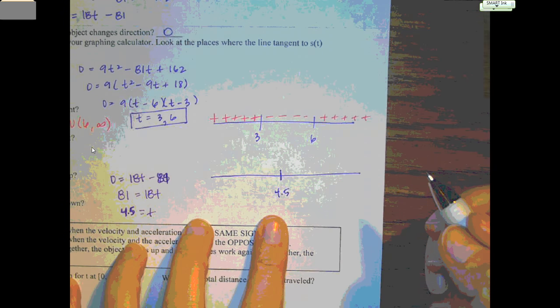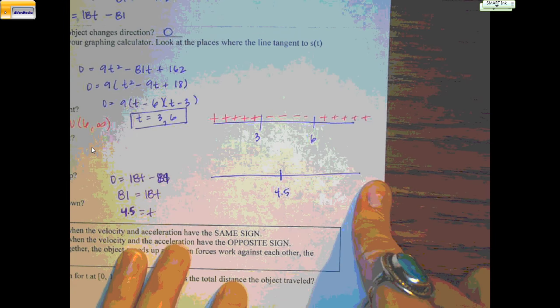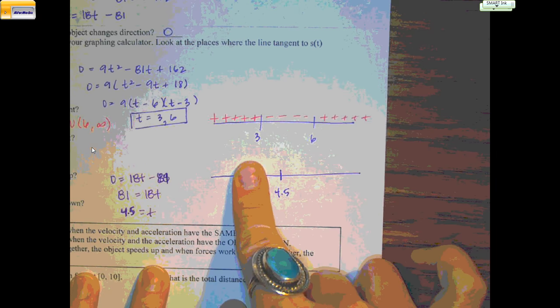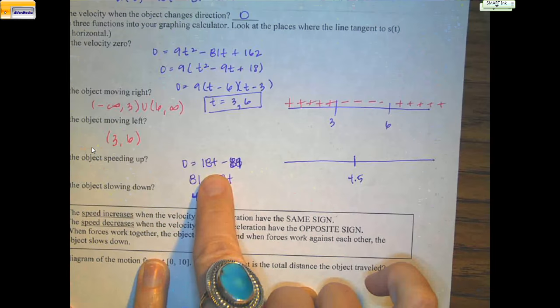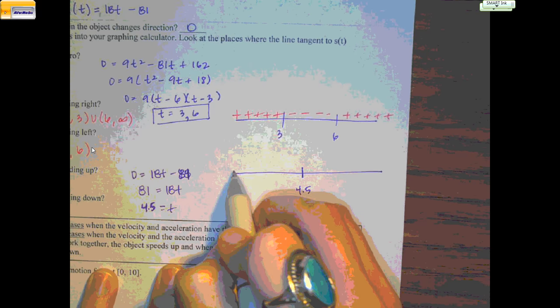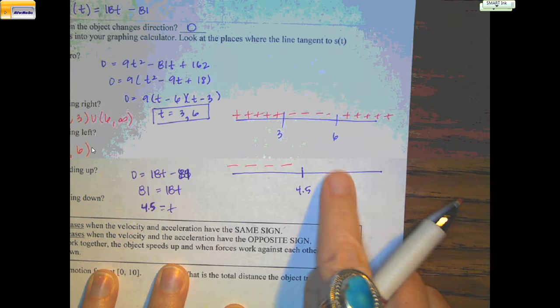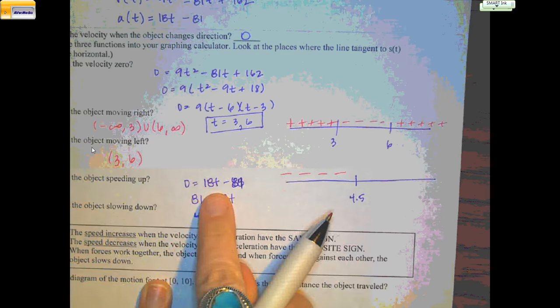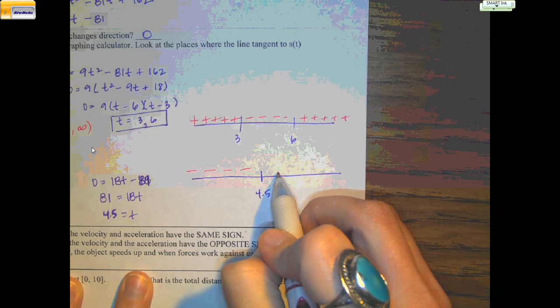You go ahead and test each side. So if I put in a number to the left, like 0, I'm going to get a negative number, right? So those are all going to be negatives. If I put in a number to the right, like 10, I'm going to wind up with a positive number.